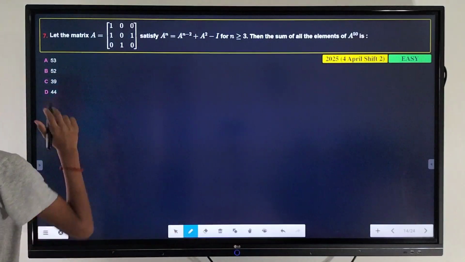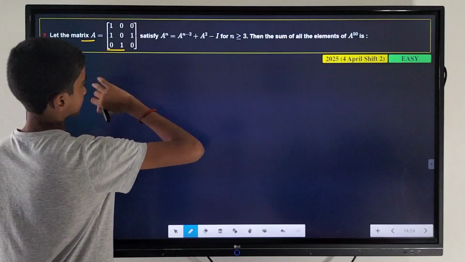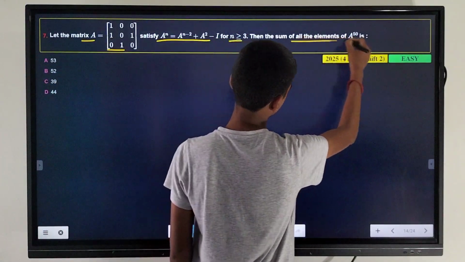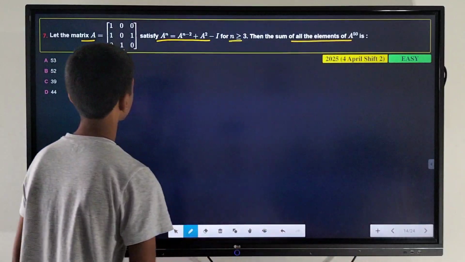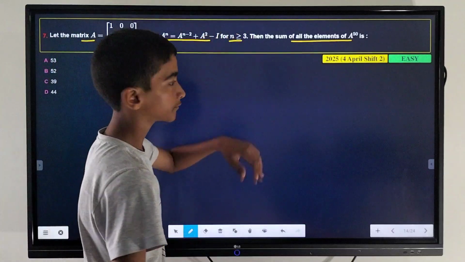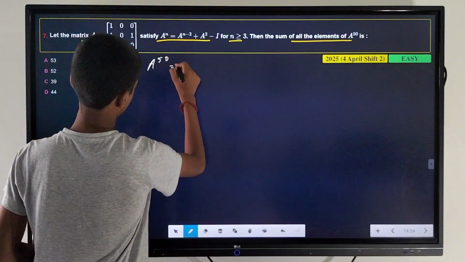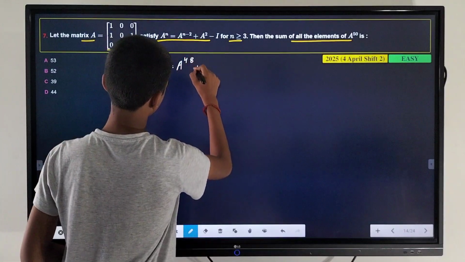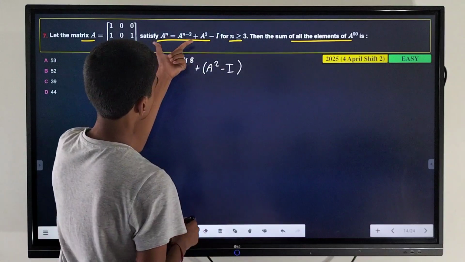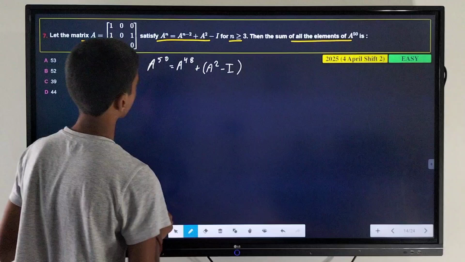This time our question says, let the matrix A is equal to this, satisfy this equation for n greater than or equal to 3, then the sum of all elements of A50. Now here we have this equation. So first in this equation we will put n is equal to 50. A50 is equal to A48 plus A square minus I. Now again in this equation we will substitute A48 in place of A48.